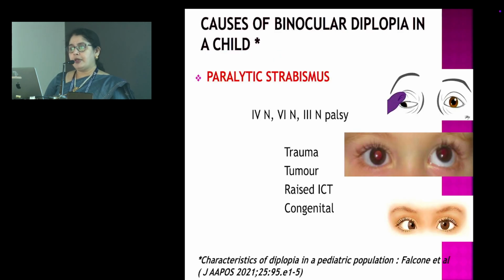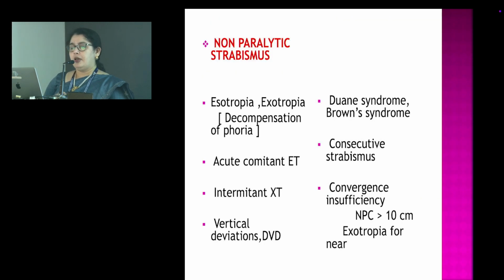Now, what are the causes of binocular diplopia? The first cause everybody will think of is definitely the most important: paralytic, trauma, tumor, raised ICT, and even a decompensated congenital palsy. Thankfully, a variety of non-paralytic conditions can also cause diplopia on and off. A decompensation of any of these: acute comitant ESO, intermittent EXO, the vertical deviations, Duane's, decompensated Browns. These are all patients with binocular single vision, so they may have diplopia on and off. And consecutive strabismus, and of course convergence insufficiency, where they complain of diplopia for near.